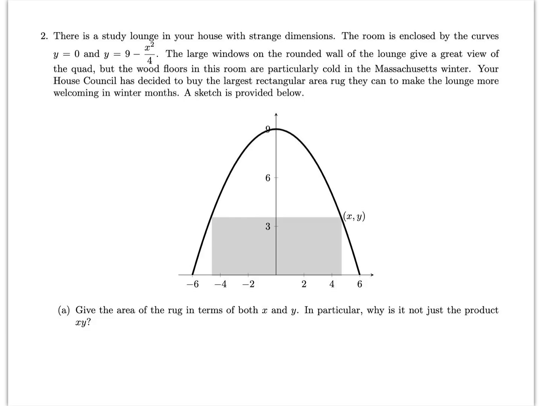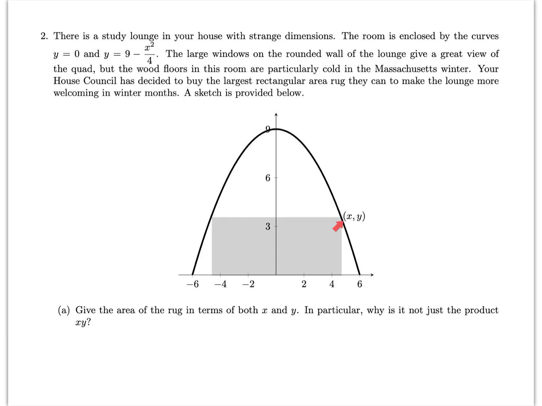Your house council has decided to buy the largest rectangular area rug they can to make the lounge more welcoming in winter months. So this shaded region is the area rug. They're trying to buy a rectangular area rug. It's got to be a rectangle, and they want it to cover as much of the floor as they can. Maximize the area.